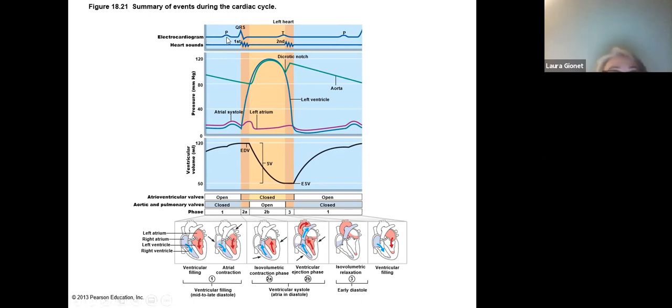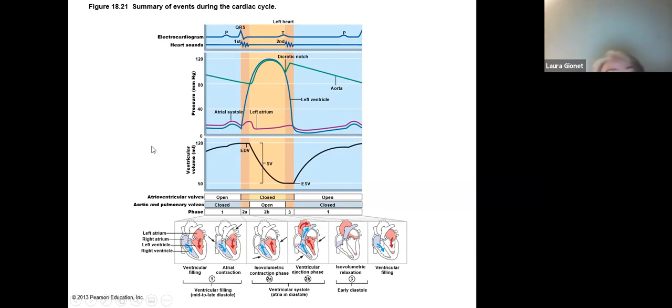But up on the top, we have the PQRS and the T wave, and below that, on that same horizontal, it shows you where you would hear the first heart sound and the second heart sound, just so you can see where it overlaps on the EKG. That's all.